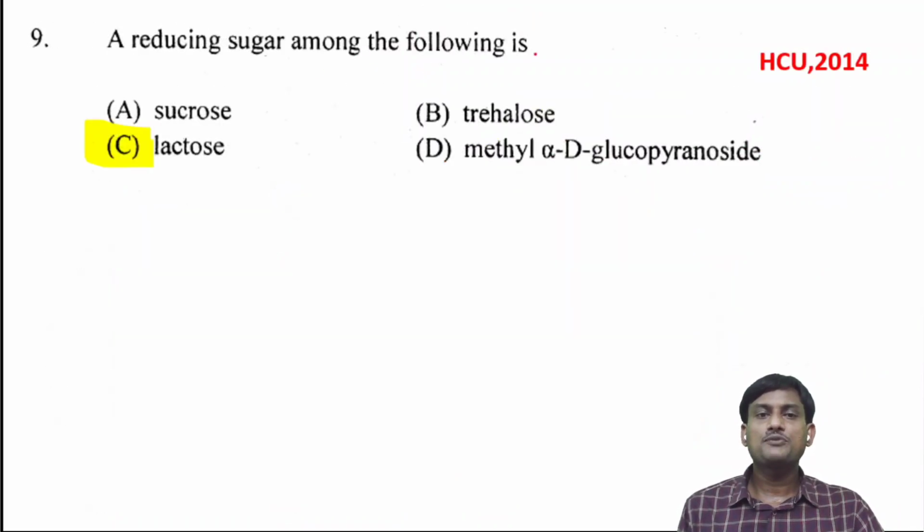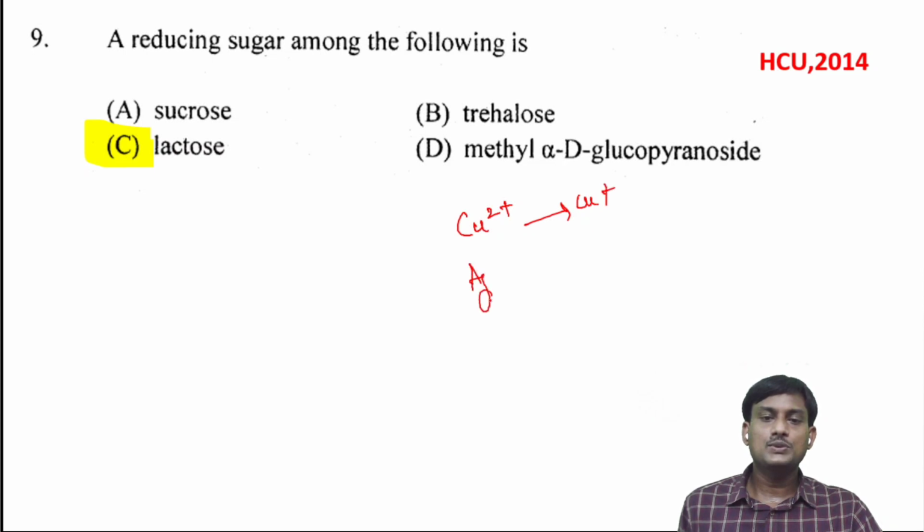The reducing sugar among the following is... Some sugars reduce Benedict's solution and also Tollens' solution. Some sugars reduce Cu2+ into Cu+ and also Ag+ into Ag. If you take Benedict's test, sugars reduce Cu2+ into Cu+, and if you take the silver mirror test or Tollens' test, sugars reduce Ag+ into Ag.